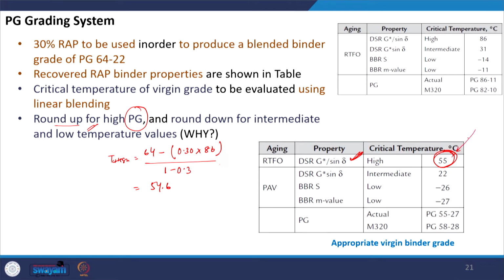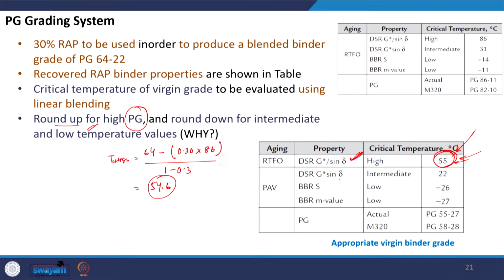Why have they taken 55 here? Because if we ensure that the virgin binder grade we are going to use satisfies the criteria of G star over sin delta at 55 degrees, it will definitely satisfy it at 54.6 degrees, and that is why rounding up is done.